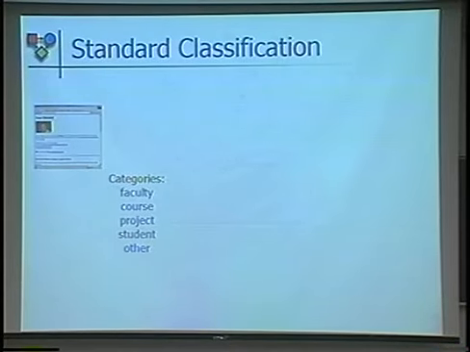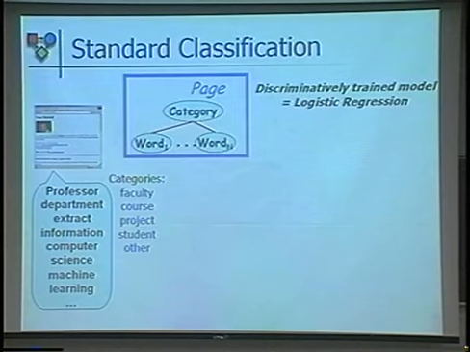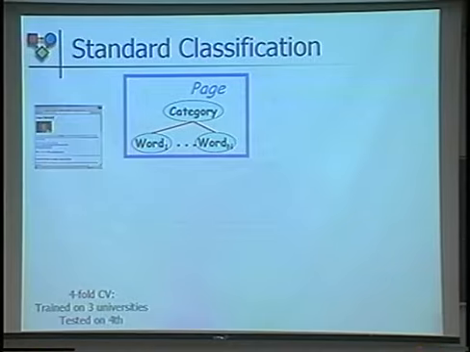So you can do a standard classification thing, which is take each web page, classify it into one of these categories using, say, the words on the page. And you can use, for example, logistic regression, which is simply a discriminatively trained undirected model that looks like this, where you have the category of the page linked to each and every one of the words. If you train this model to maximize the conditional log probability of category given words, you get exact logistic regression, which is something that some of you may have seen. So this is a standard way of doing this kind of classification.